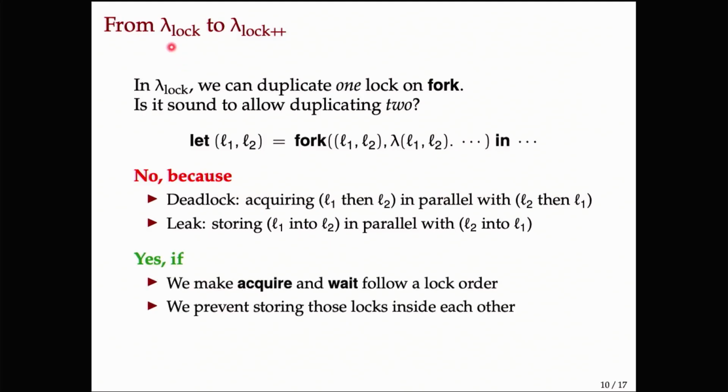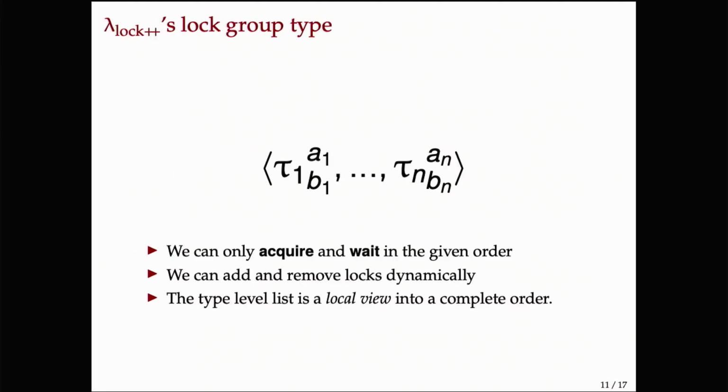But actually, if we impose some additional restrictions, then it is safe. What we have to do is make acquire and wait follow a lock order, and prevent threads from storing them into each other. We do that with the following type. It's the same as the previous type, except you have multiple entries, so it's like a tuple of locks in a way. We ensure that you can only acquire the locks from left to right, and you can also wait only in a certain order, and we will see the exact restriction later.